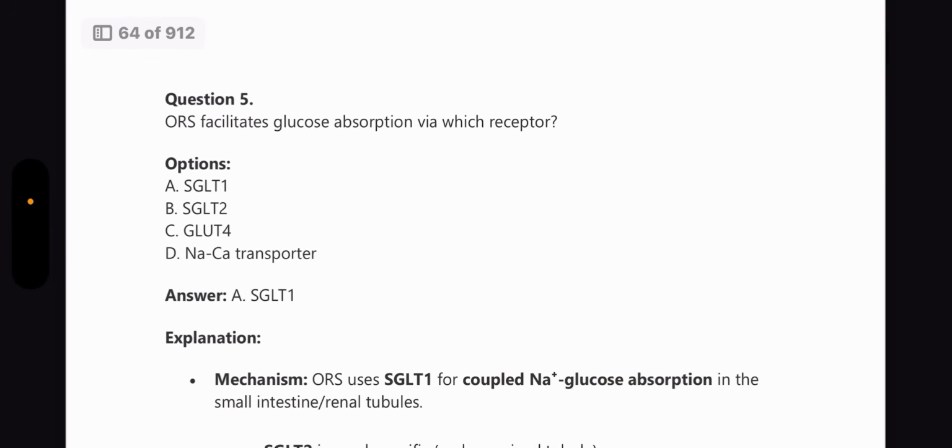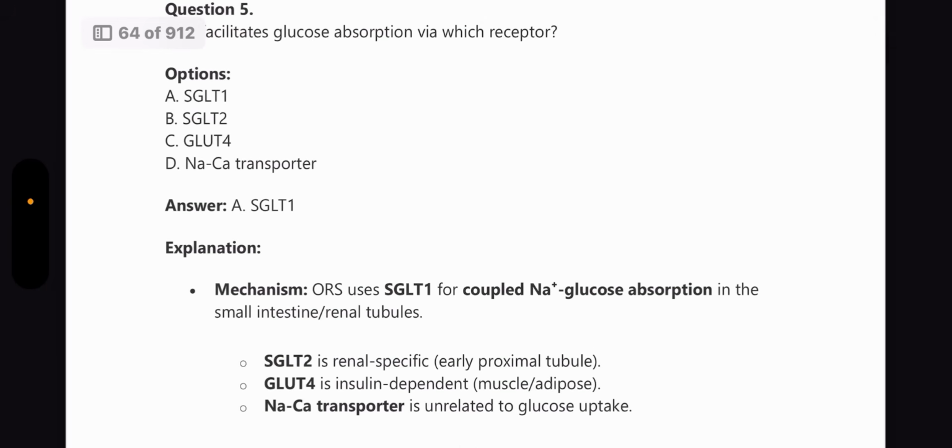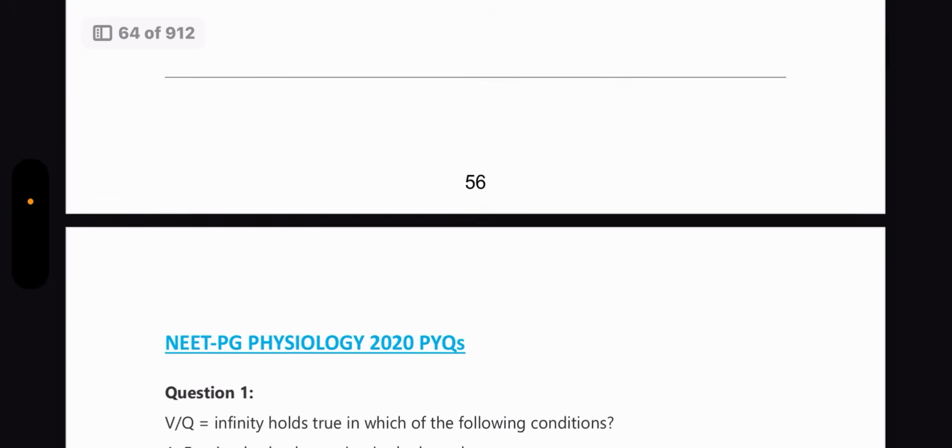Next, ORS facilitates glucose absorption via which receptor? Answer is SGLT1. ORS uses SGLT1 for coupled sodium glucose absorption in the small intestine or renal tubules. SGLT2 is renal specific, that is through the early proximal tubule, and GLUT4 is insulin dependent through the muscle or adipose tissue, and the sodium calcium transporter is unrelated to glucose uptake.